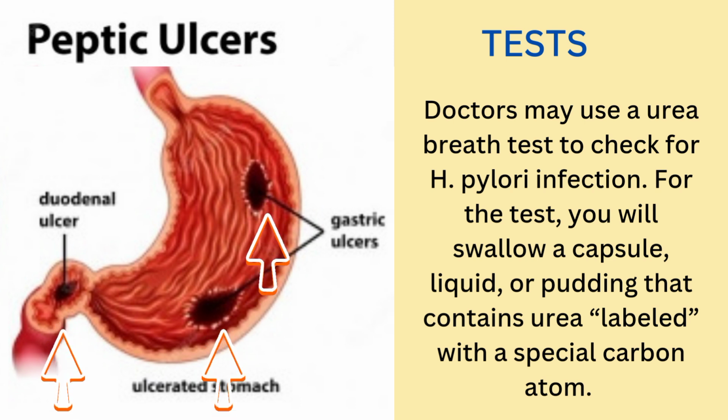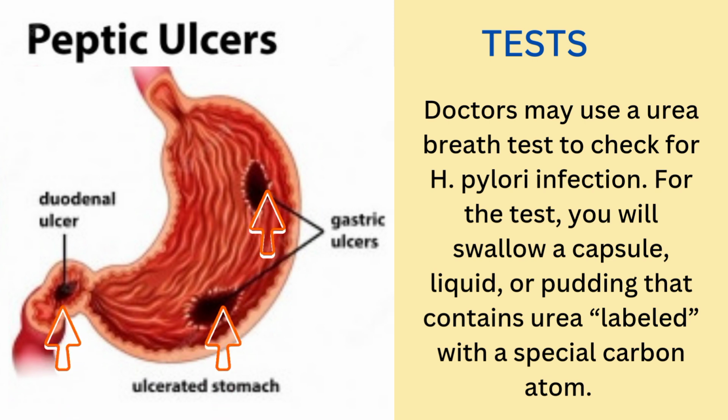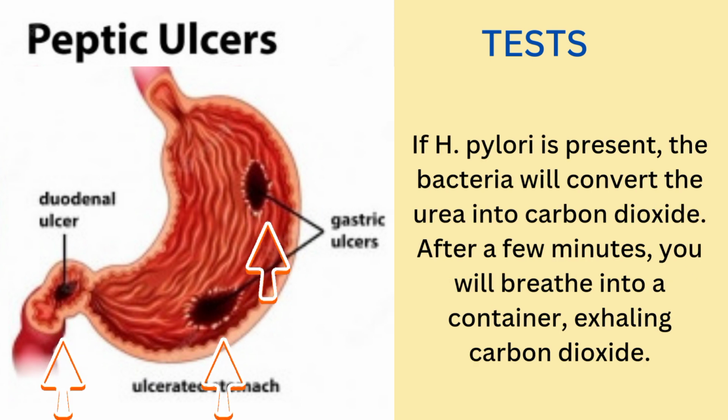Second test is the urea breath test. Doctors may use a urea breath test to check for H. pylori infection. For the test, you'll swallow a capsule, liquid, or a pudding that contains the urea, labeled with a specific carbon atom. If H. pylori is present, the bacteria will convert the urea into carbon dioxide. After a few minutes, you'll breathe into a container, exhaling carbon dioxide.